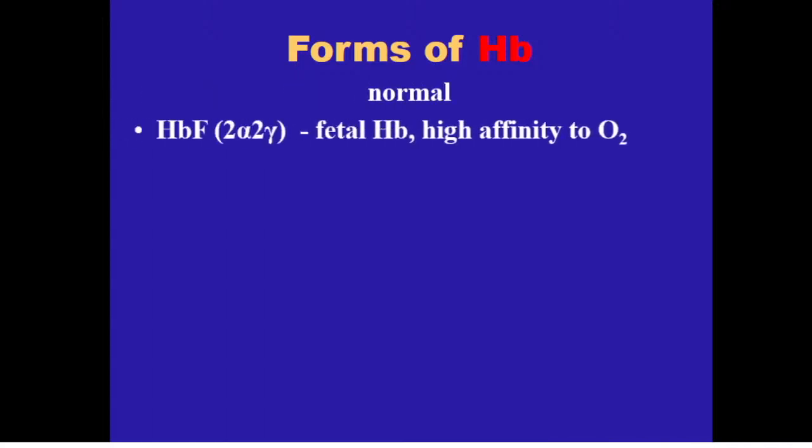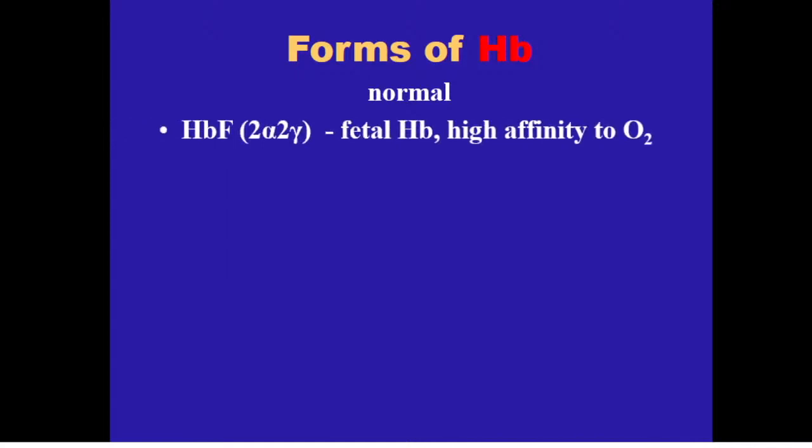Let's talk about forms of hemoglobin that we have or can have in the human body. Part of them are absolutely normal. For example, hemoglobin F, which is fetal hemoglobin, formed in the fetus during development inside of the mother. So this hemoglobin has a specific structure.